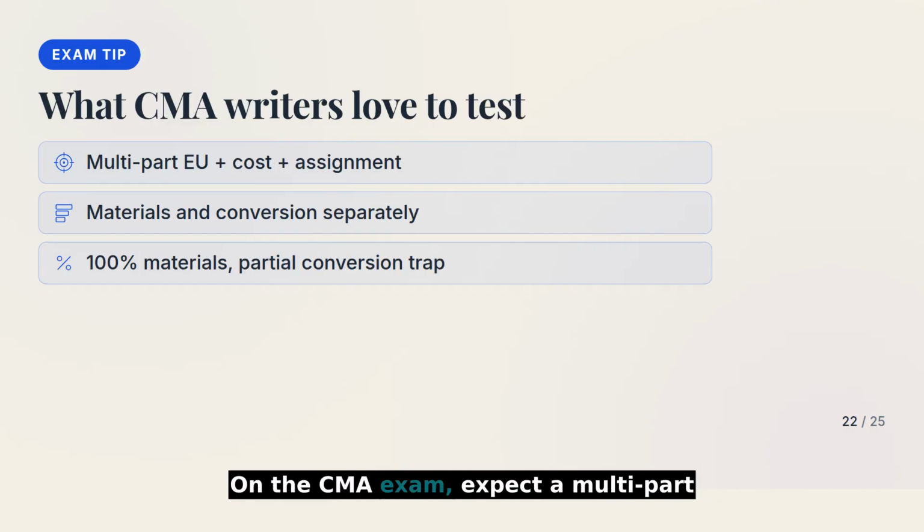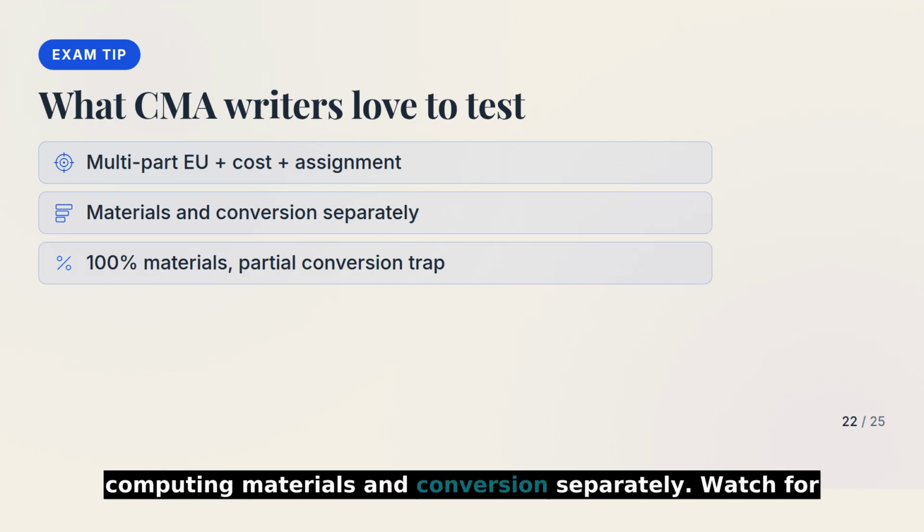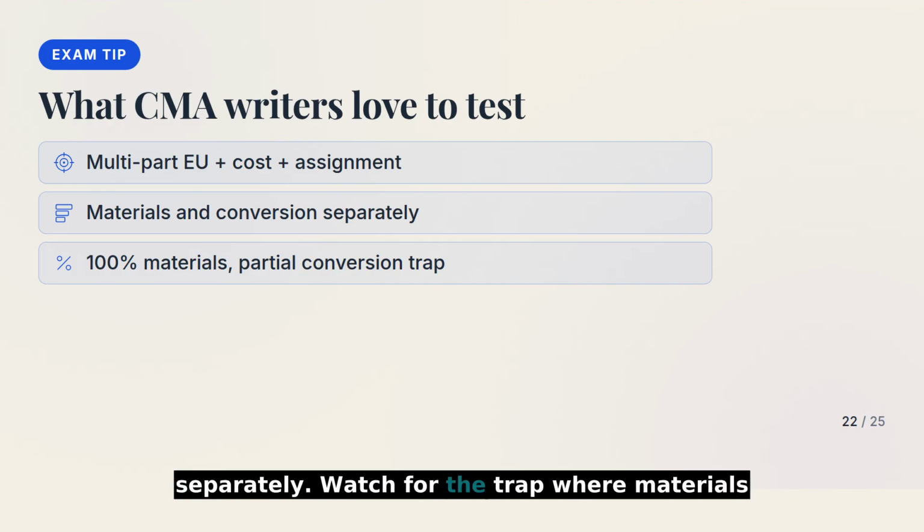On the CMA exam, expect a multi-part problem that asks for equivalent units, cost per equivalent unit, and assignment of costs in a single question. Practice computing materials and conversion separately. Watch for the trap where materials are 100% complete but conversion is partial. That is the most tested setup in the field.